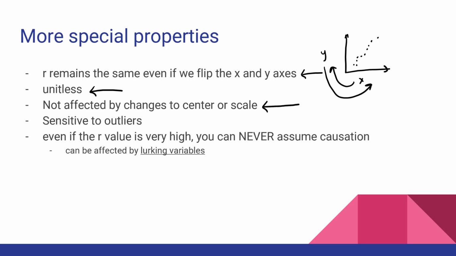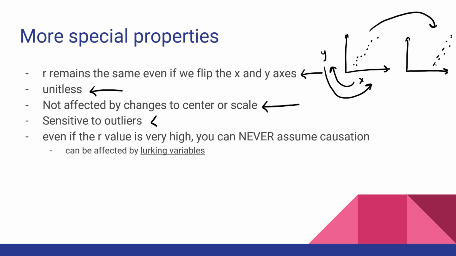So if you added 5 to every single data point in your scatter plot, or if we moved it to the side, so if we took the scatter plot and changed it into something like this, the r value would still remain the same. Similarly, if we multiplied every data point by 10, r value will not change.